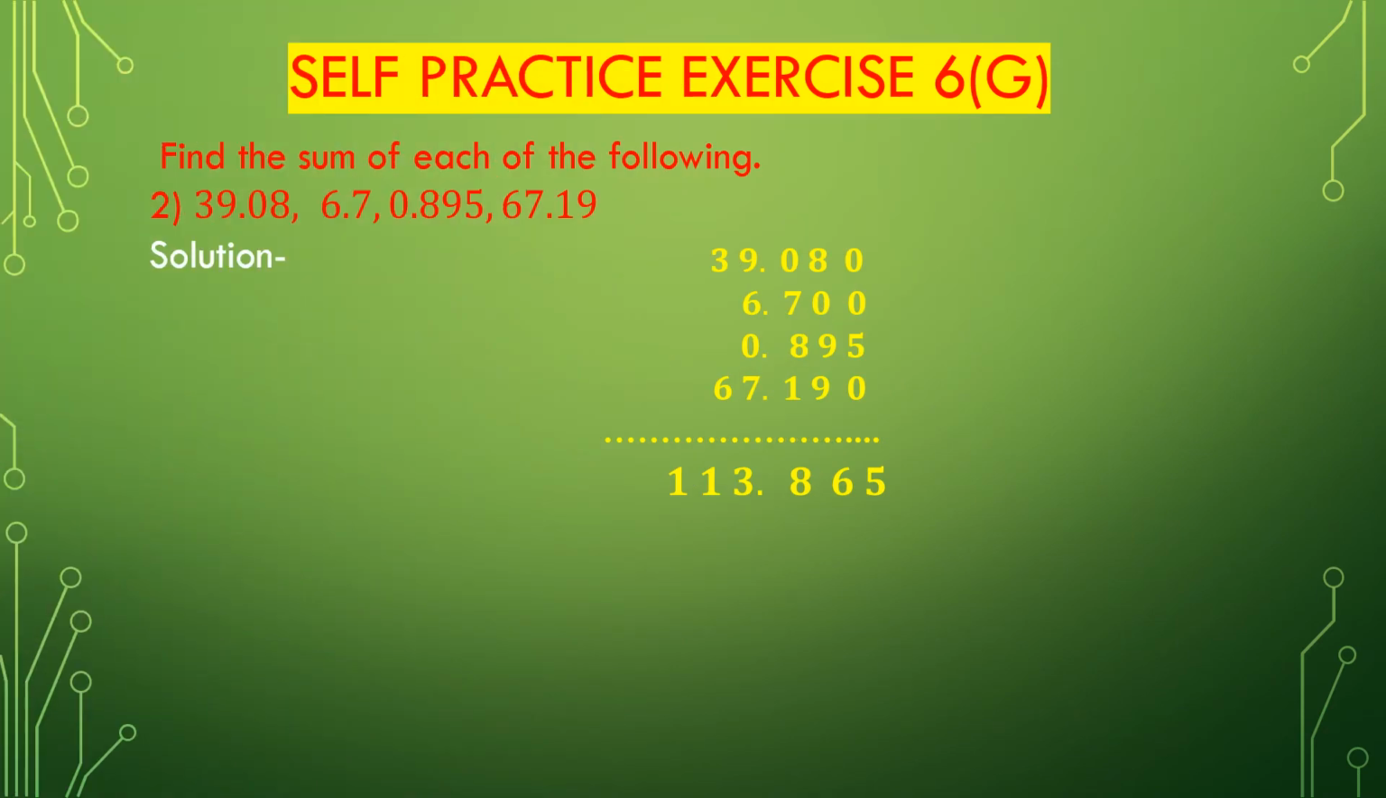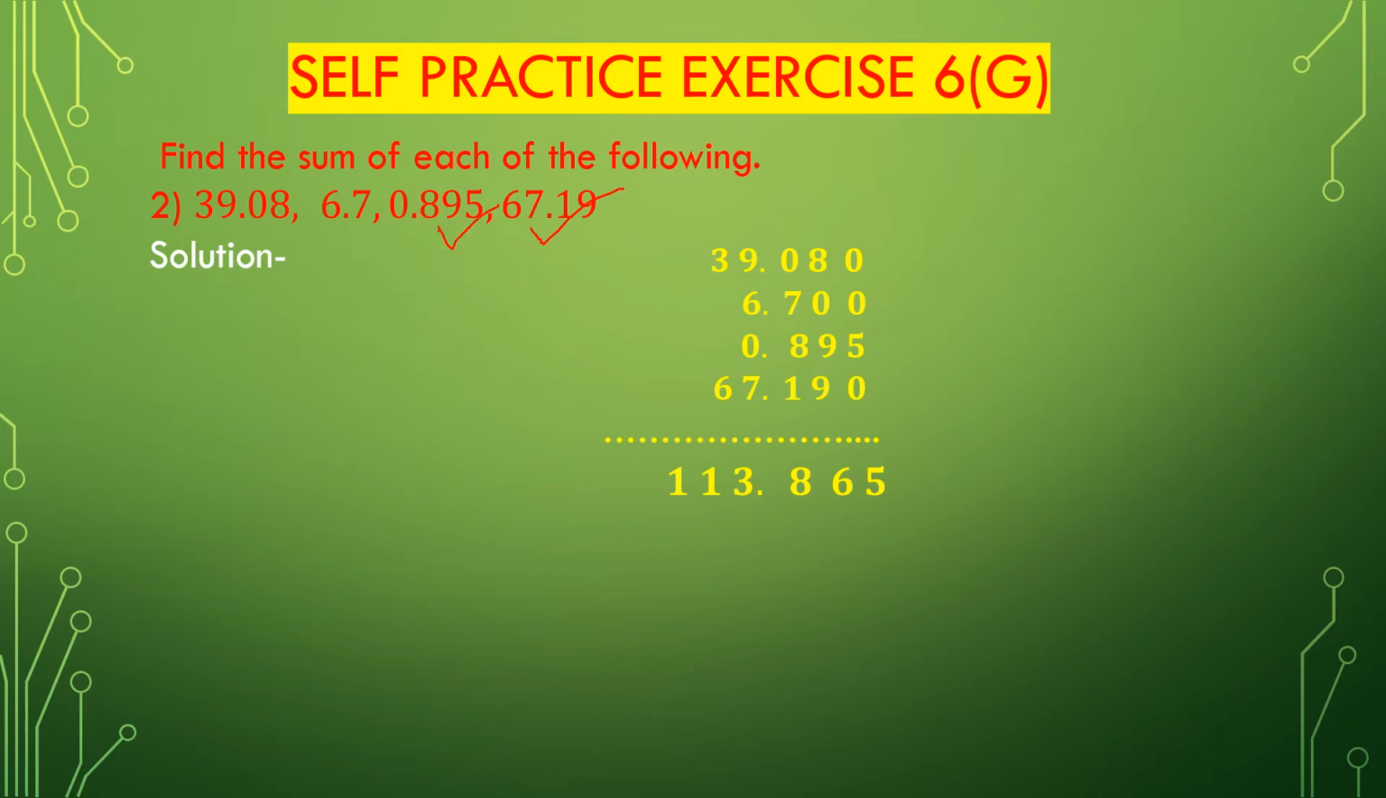Now we add the decimal values of question number 2. The given decimal values are 39.08, 6.7, 0.895 and 67.19. First we have to find the maximum number of decimal places. Here maximum number of decimal places is 3 in 0.895. After decimal point there are 3 digits. So maximum number of decimal places is 3.